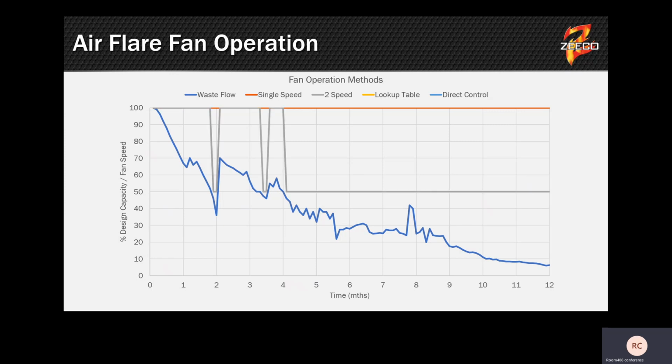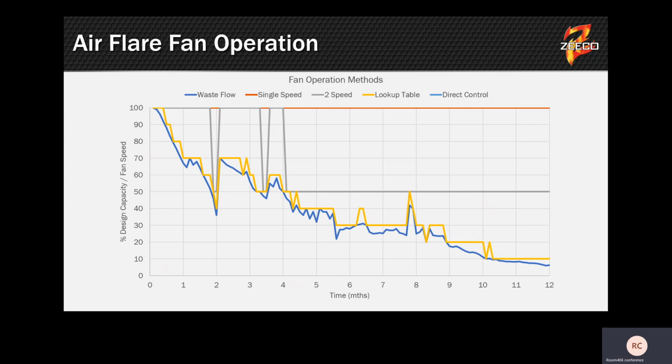Versus if we have a pressure switch or a flow switch and a simple 2-speed blower, now you can see that as the flow rate going to the flare drops off, they can actually turn the fan down to 50%, a little bit of turndown. And that's the gray.